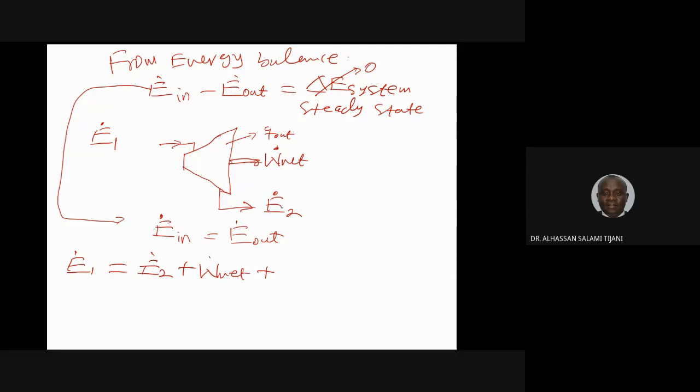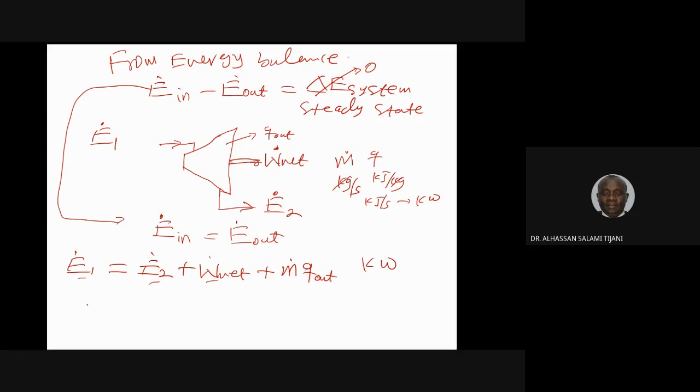Now this Q out needs to be written as mass flow rate times Q out. Why did I do this? Because mass flow rate is in kilograms per second and Q is in kilojoules per kilogram. If you multiply them, this gives you kilojoules per second, which is the same as kilowatt. Because W net, E2, and E1 are all in kilowatt, we have to make sure this also conforms to that standard.